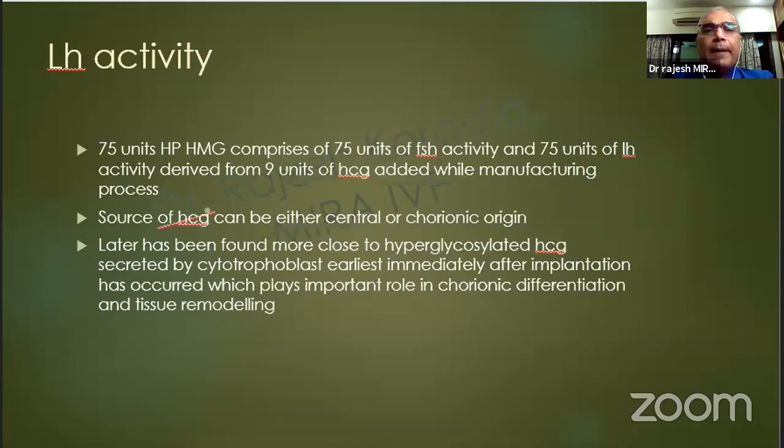Now, what do you mean by LH activity? So, 75 units of highly purified HMG comprises 75 units of FSH activity and 75 units of LH activity. Now, during the purification process, the LH activity is destroyed. So, to compensate for this destroyed LH activity, commercially, the manufacturers add 9 units of hCG, which is equivalent to 75 units of LH activity.